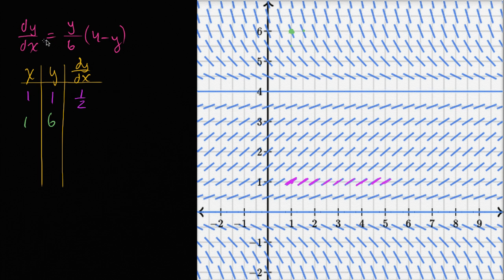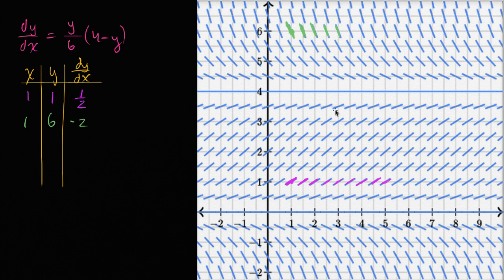And we see the way the differential equation is defined, it doesn't matter what our x is. It's really dependent on the y that's going to drive the slope. But we have 6 over 6, which is 1, times 4 minus 6, which is -2. So it's -2. So we should have a slope of -2. And it looks like that's what they depicted. So as long as y is 6, we should have a slope of -2, and you see that in the slope field.